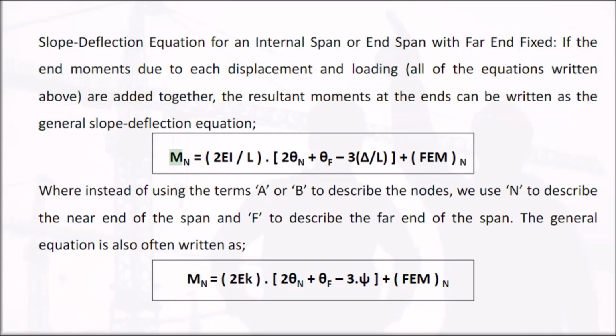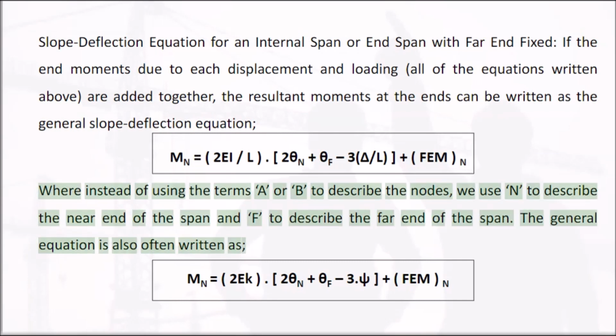M_N equals 2EI/L (2 theta_N plus theta_F minus 3 delta/L) plus FEM_N, where instead of using the terms A or B to describe the nodes, we use N to describe the near end of the span and F to describe the far end of the span.